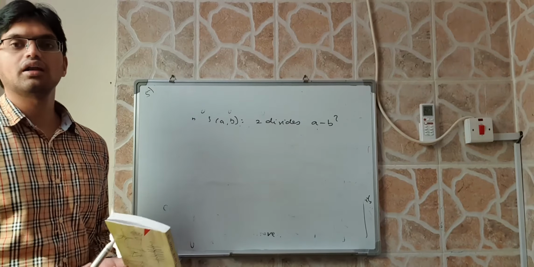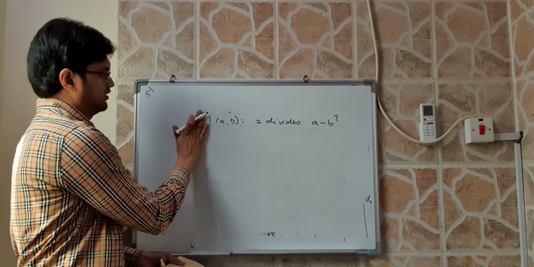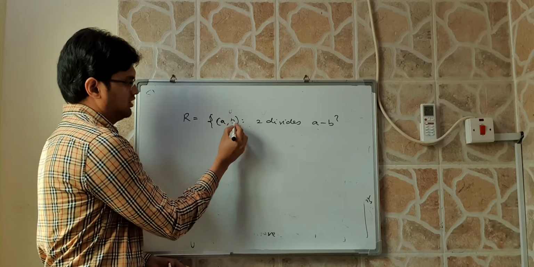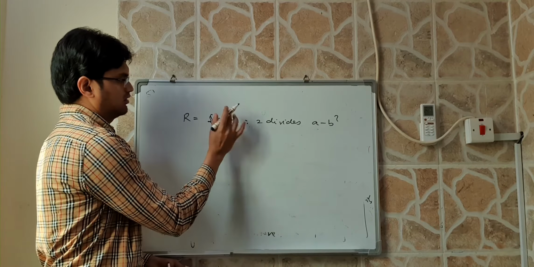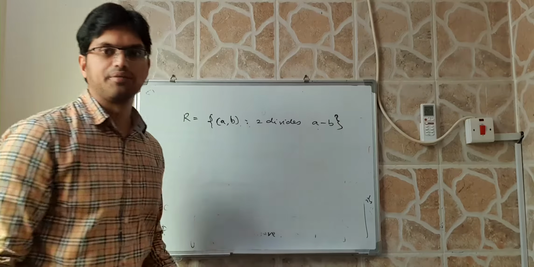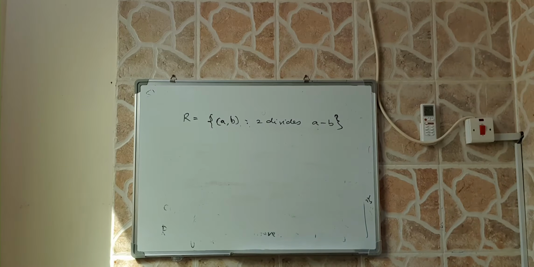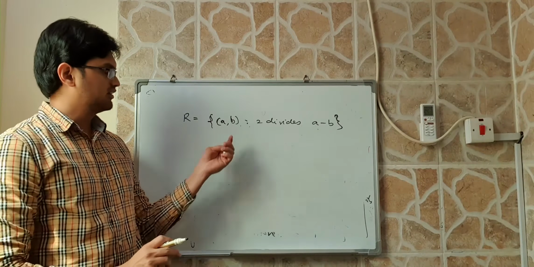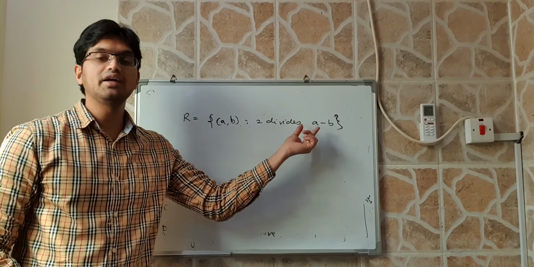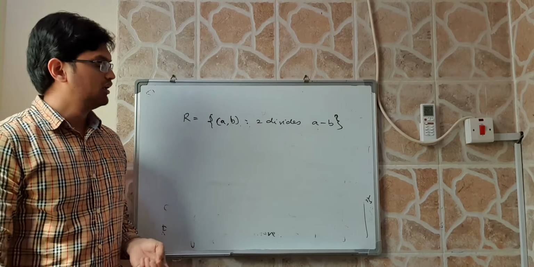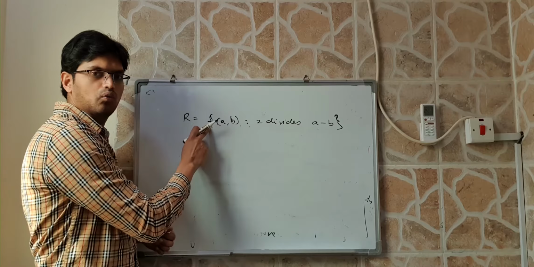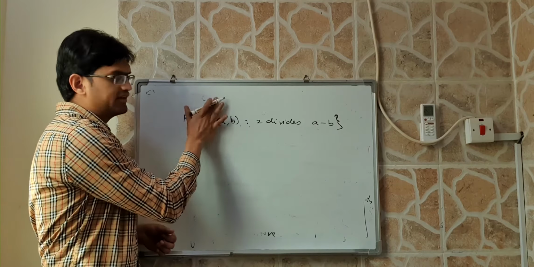I have R, which is given as R is equal to {(a, b) such that 2 divides a minus b}. So first see here, I have to collect all the ordered pairs (a, b) where 2 divides a minus b. So I have to check in the R whether I have reflexive.